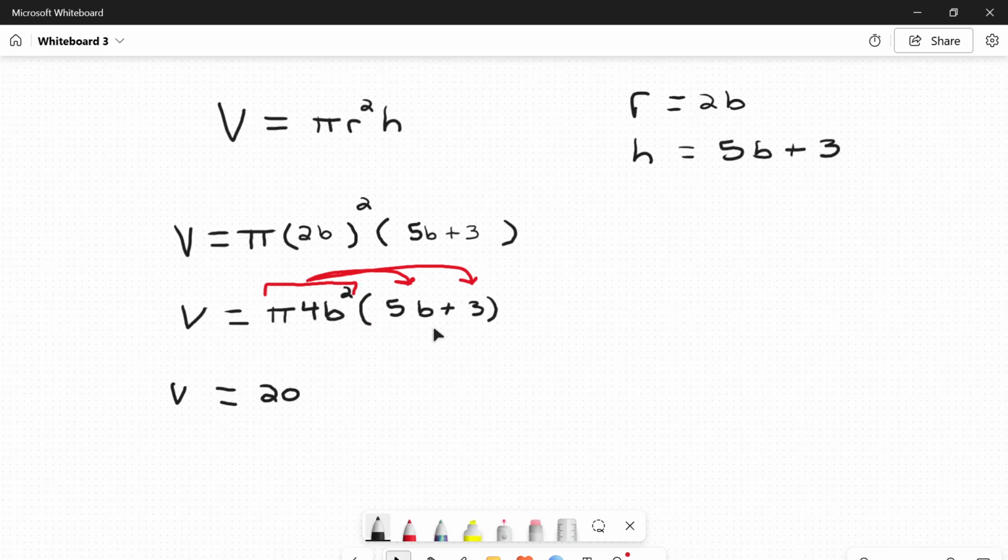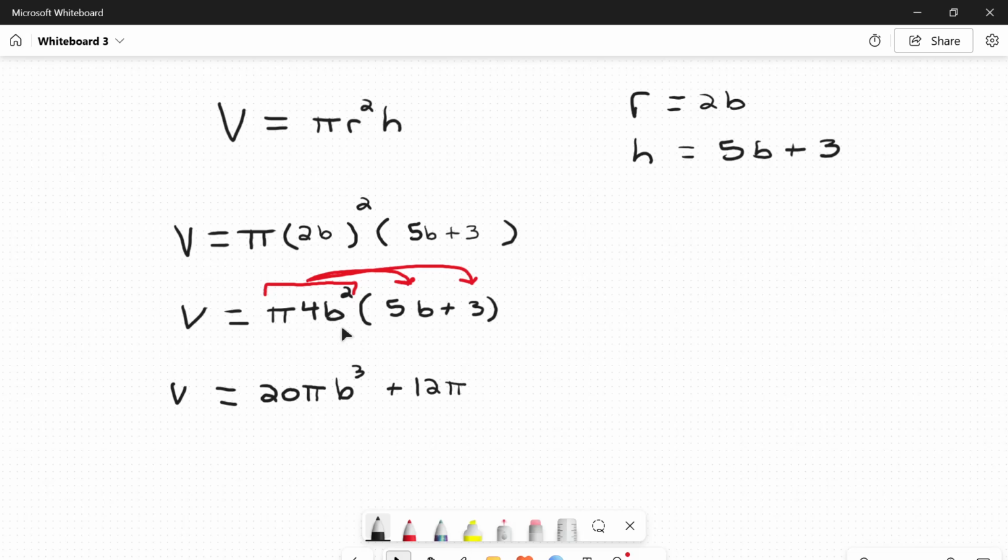We have a pi here in the mix, so I'm just going to go ahead and write that down. As long as I write it down right next to it with no plus or minus signs, that's multiplication. And then we have b squared times b. That's going to make b cubed, or b to the power of 3. And then we have our plus sign. Now we've got pi 4b squared times 3, so I'll do the 4 times 3, which gives me 12. We still have our pi in the mix.